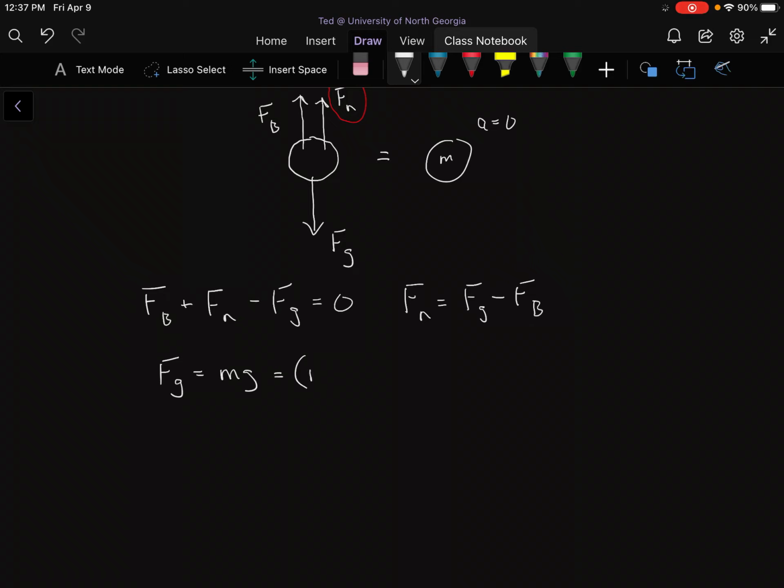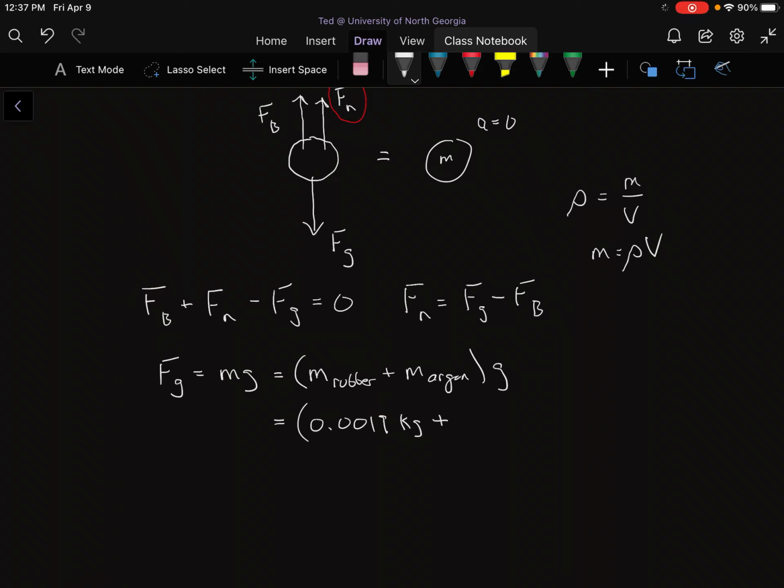So this is going to be the mass of the rubber plus the mass of the argon times g. So we know that the rubber is 1.9 grams, which is 0.0019 kilograms. And now we need to figure out the mass of the argon, and we're going to use the equation that density is equal to mass divided by volume. So mass is equal to density times volume.